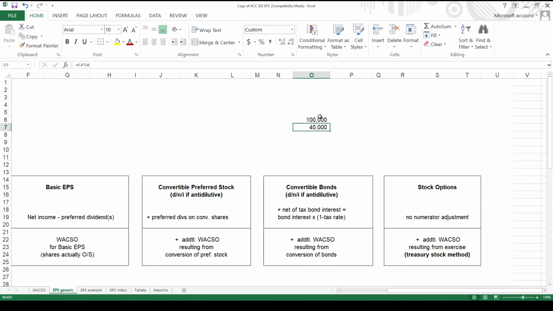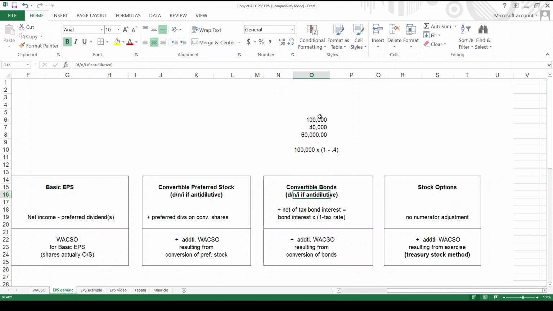40% of that would be the tax reduction, and the net of tax would be what? 60,000. So you can easily get to that number by taking the 100,000 and just multiplying times 1 minus the tax rate, which would be 0.6, and you get the number. That would be your bond interest net of tax.